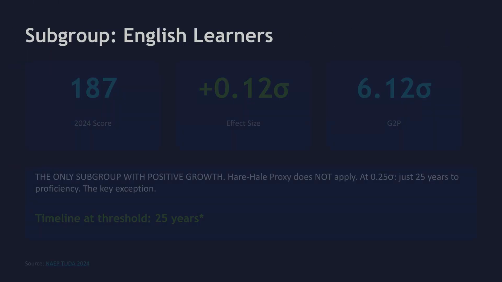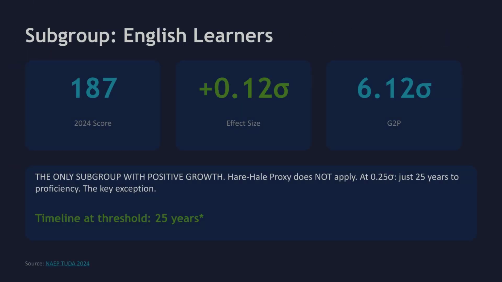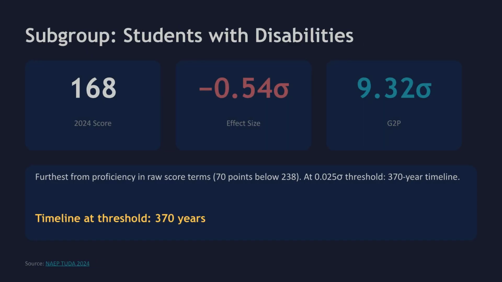The English learners subgroup is the only one with positive growth, at +0.12 sigma. This means the Hare-Hale proxy does not apply. With this growth, proficiency could be reached in just 25 years at the 0.25 sigma rate, making them the key exception. Students with disabilities have the lowest 2024 score at 168, the furthest from proficiency. Their effect size of -0.54 sigma results in a 370-year timeline to proficiency at the threshold.